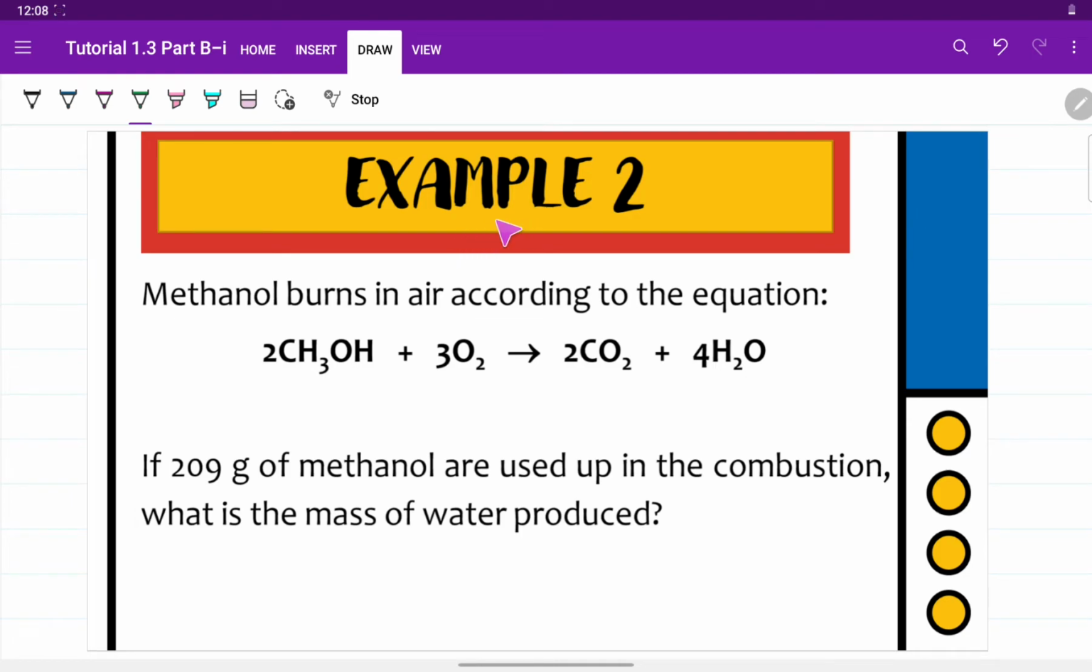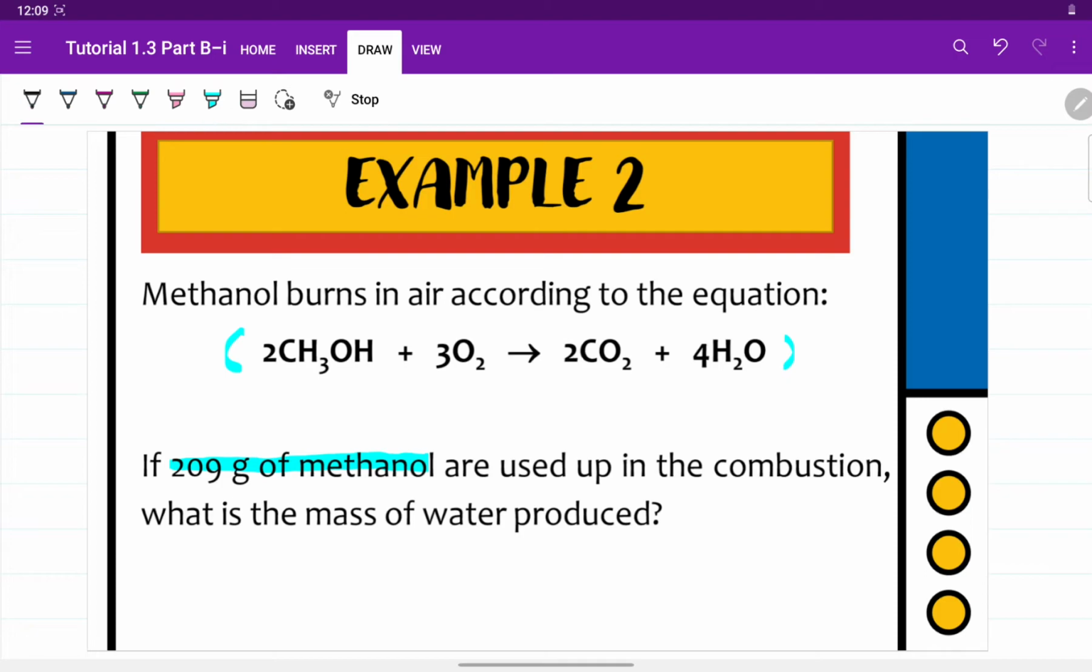Now, let's look at example 2. So, methanol burns in air according to the equation 2CH3OH plus 3O2 to produce 2CO2 plus 4H2O. If 209 grams of methanol are used up in the combustion, what is the mass of water produced? Okay, so let's highlight the information that we have in this question. So first, check, okay, is it balanced? So nanti awak double check. Okay, saya beritahu awak, this equation is already balanced. Okay, next, the question give us 209 gram of methanol.